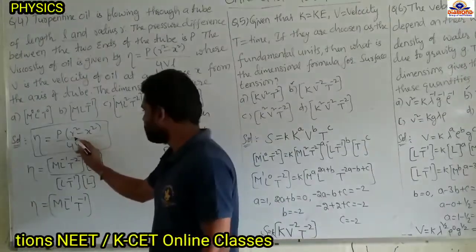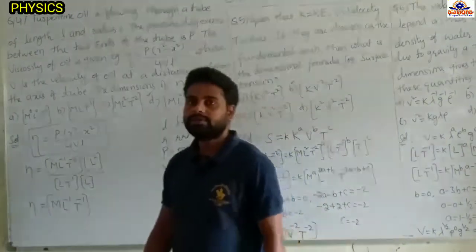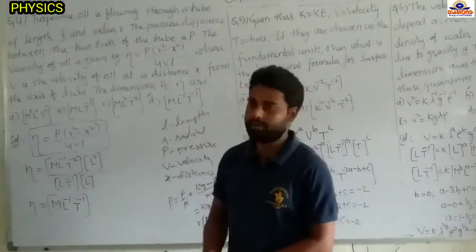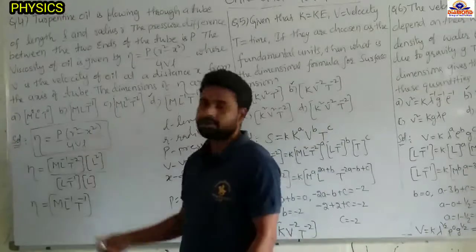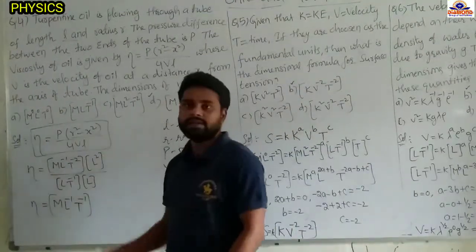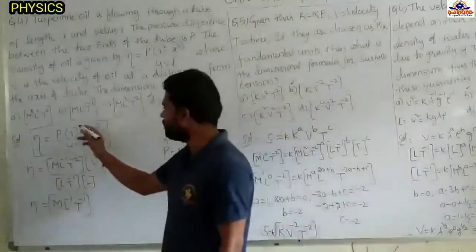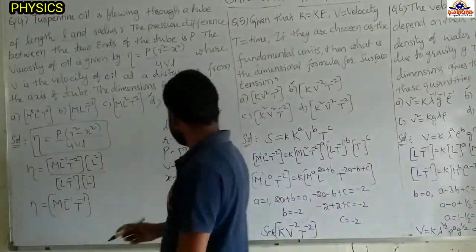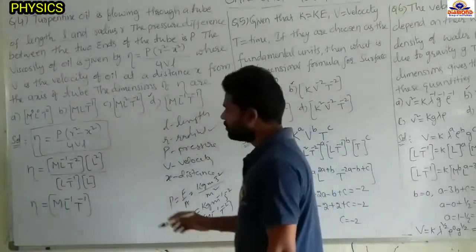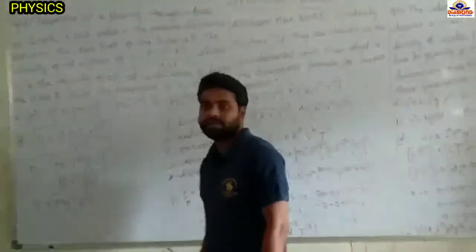Here, R square minus X square: subtraction or addition is possible between two quantities which have the same dimensions. That means R square and X square both have the same dimensions. If you subtract one quantity from the other, the resultant quantity also has the same dimension. So any one dimension we have to take. R square's dimension, R is nothing but the radius. So this quantity's dimension is nothing but the dimensions of the radius only.